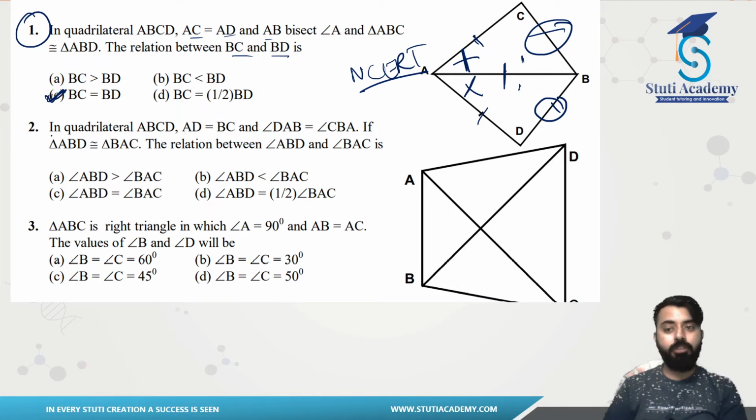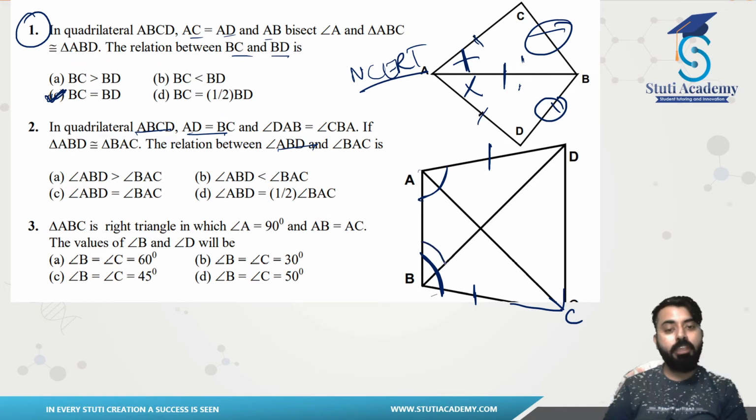Now in next question you have this one. In quadrilateral ABCD, AD is equal to BC. This is actually C. This is the point. So AD is equal to BC. You have angle DAB, which is this complete, and angle CBA, which is this complete. Both of those are equal. If both of these triangles DAB and CBA are congruent, or you can say ABD and BAC are congruent, then you have to find out the relation between them.